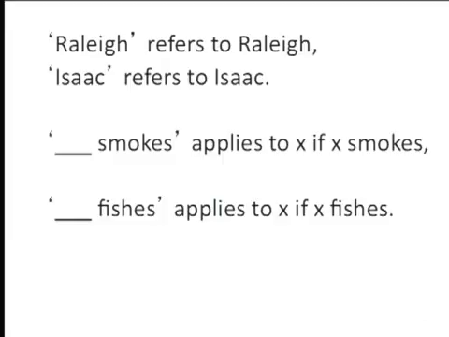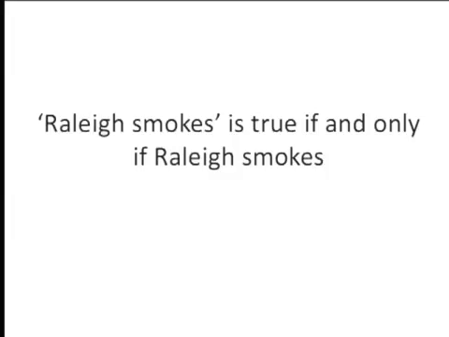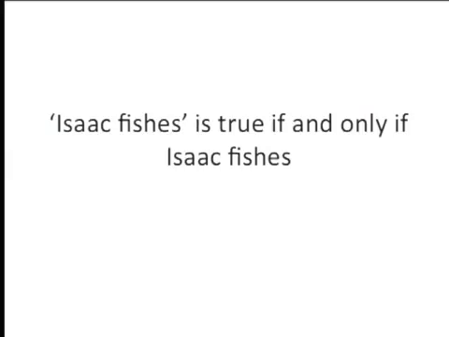Let me spell it out for you. Let me take you through this gently. Raleigh has to smoke. Okay, so the sentence Raleigh smokes is true if and only if Raleigh smokes. And if we do so we derive that from those axioms. And if we do this for Isaac fishes, it will come out as true if and only if Isaac fishes, right. Okay.